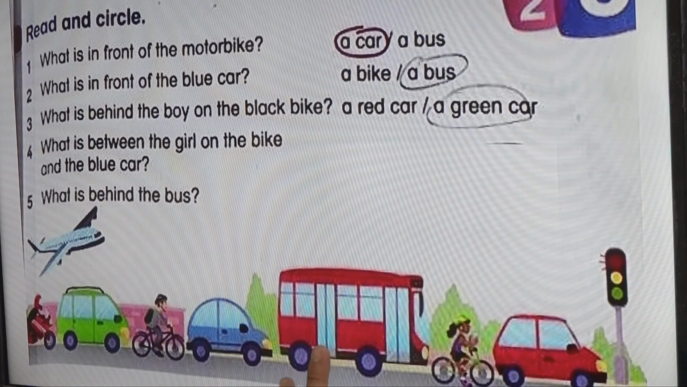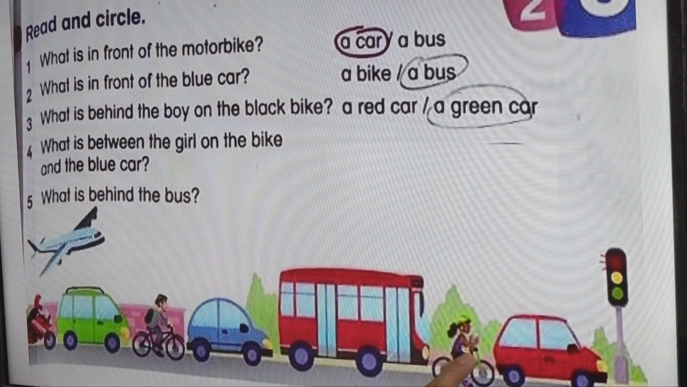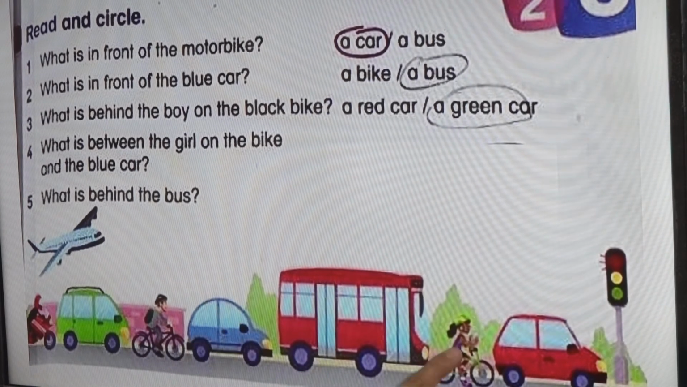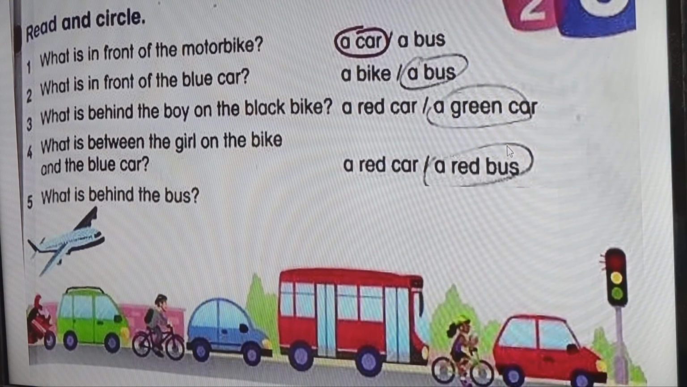How many things do we have? We have 3 things, right? 1, 2, 3. Between means in the middle, right? So what is in the middle of the girl and the blue car? Is it a red car or a red bus? Right, a red bus.